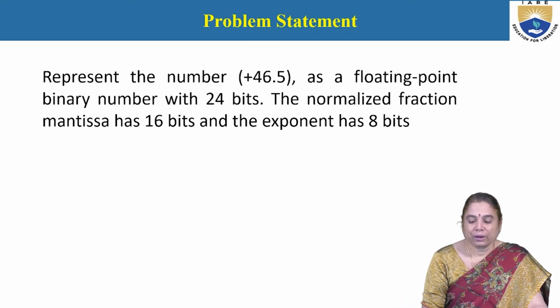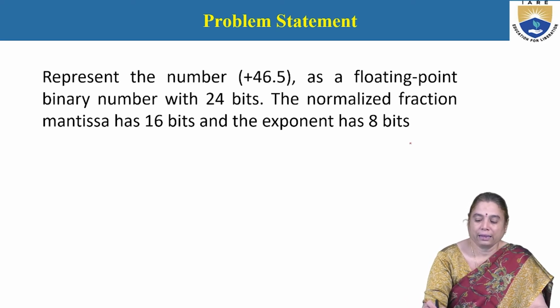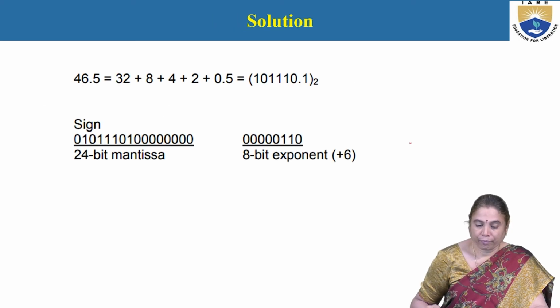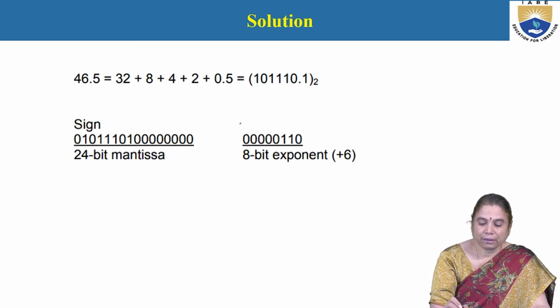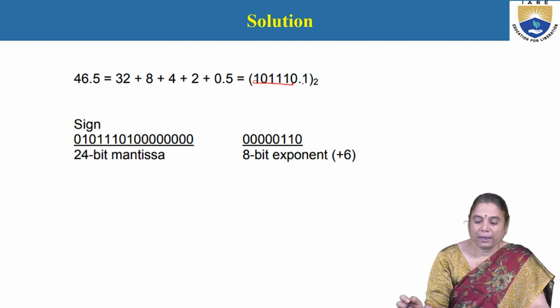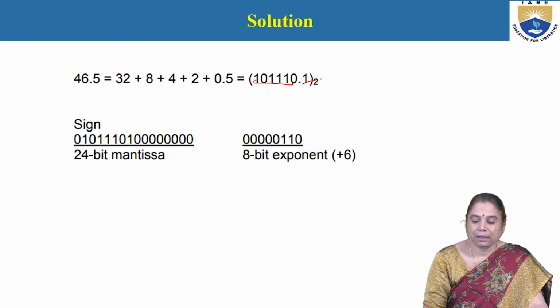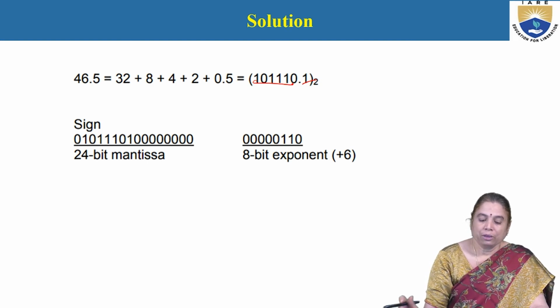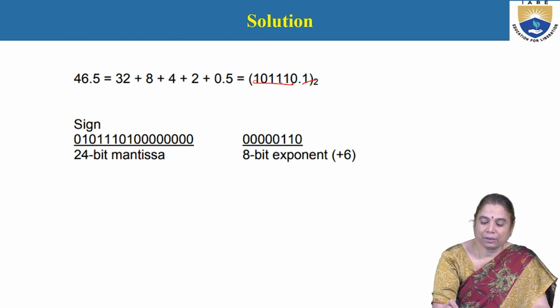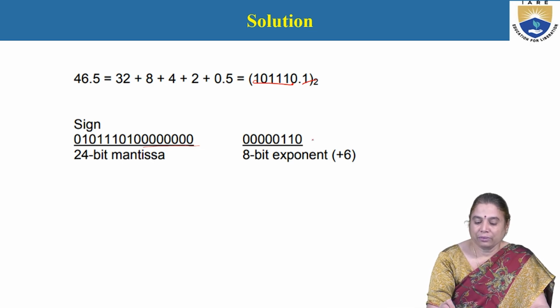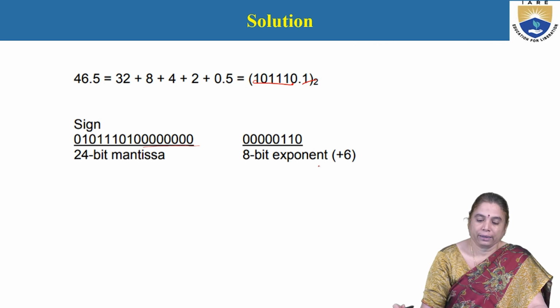Represent the number plus 46.5 as a floating point binary number with 24 bits. The normalized fraction mantissa has 16 bits and the exponent has 8 bits. So this is the value of 46 in binary, and one bit is used to represent the 0.5 after the decimal point. This is the binary representation. So the mantissa has to be represented by placing the extra zeros, and 8 bits are used to represent the exponent.